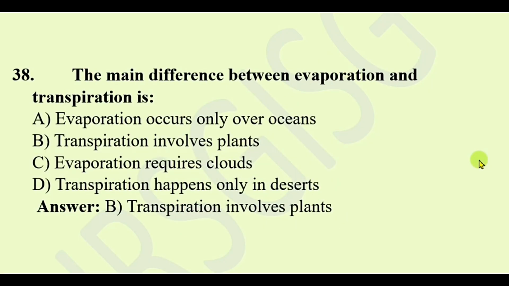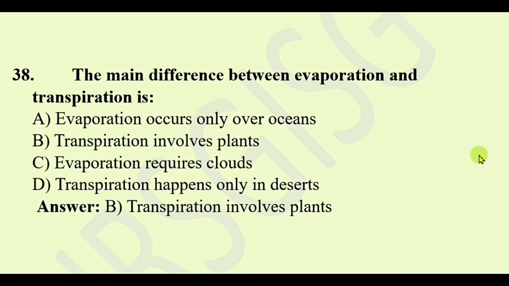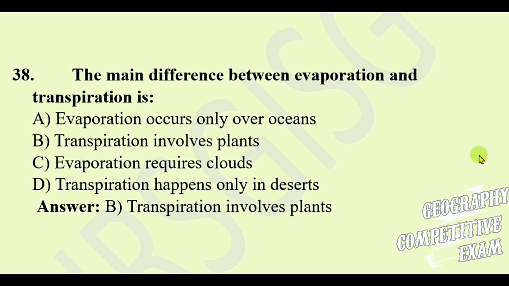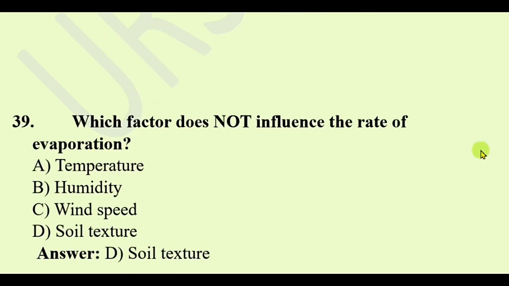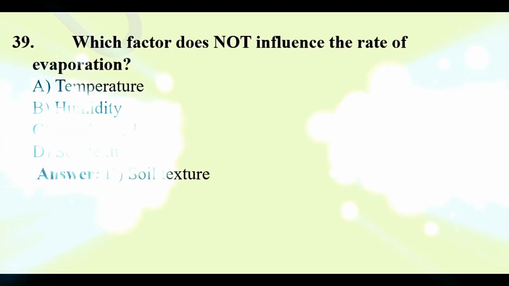Question 38. The main difference between evaporation and transpiration is: evaporation occurs only over oceans, transpiration involves plants, evaporation requires clouds, transpiration happens only in deserts. Here the right answer will be transpiration involves plants. Question 39. Which factor does not influence the rate of evaporation? Temperature, humidity, wind speed, soil texture. Here the right answer will be soil texture.